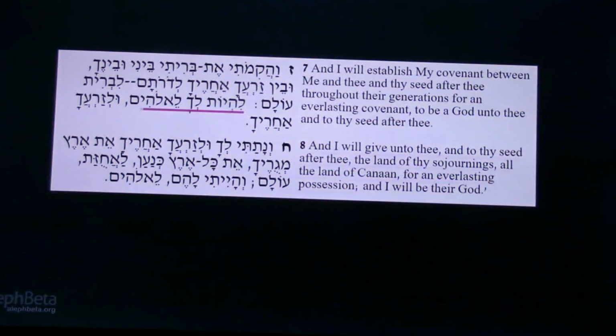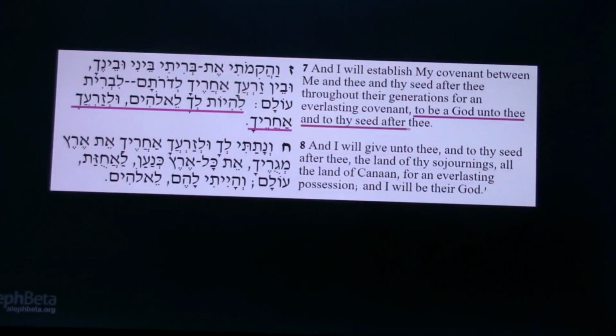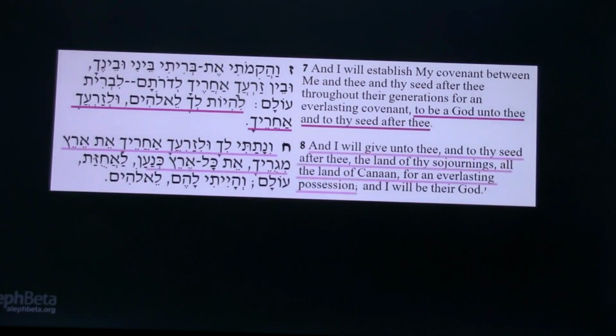Liot l'cha le'elokim, I'm going to be your God, l'zaracha achrecha, the God not just for you, but for your progeny after you. V'natati l'cha l'zaracha achrecha eretz migrach, I'm going to give you this land, I'm going to give you Eretz Canaan forever. Vayiti lehem le'elokim, and I'm going to be for your children a God.